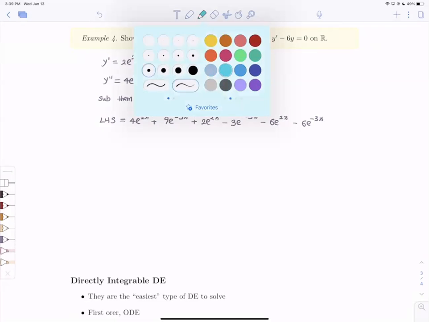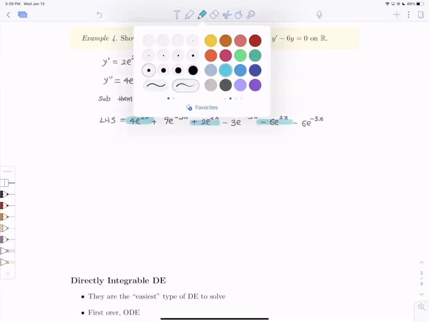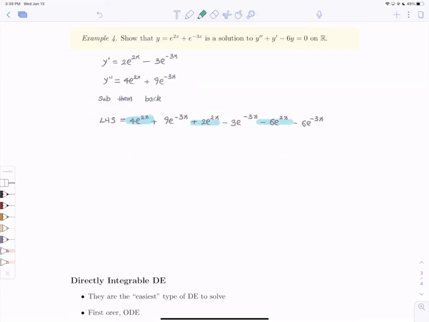Okay, some of you like blue. Let's use blue to highlight them. And let's use green as well. Okay, they cancel out, so we get zero, which is the right-hand side. So therefore, y equals this is indeed a solution.